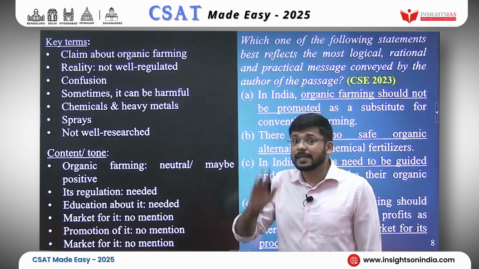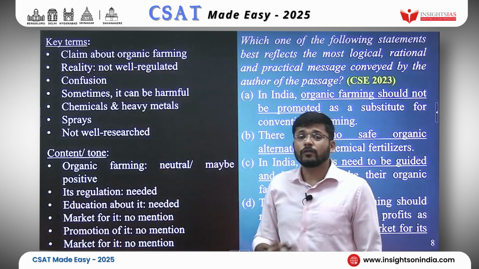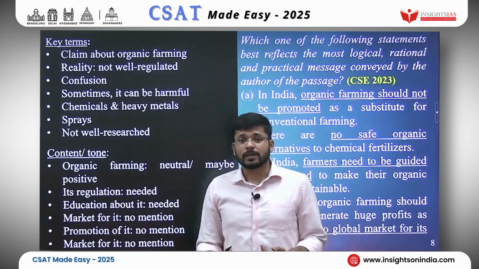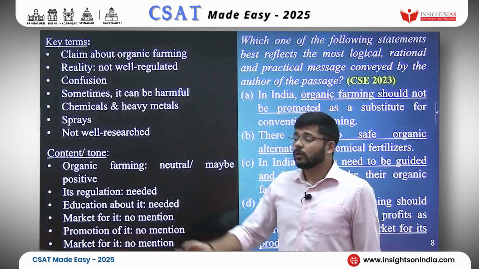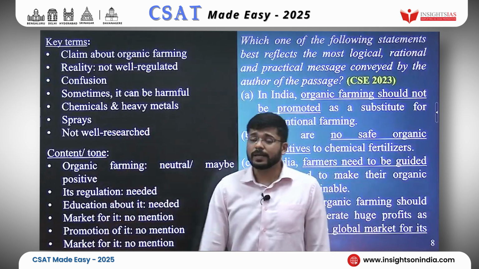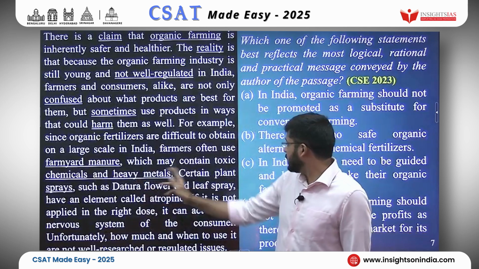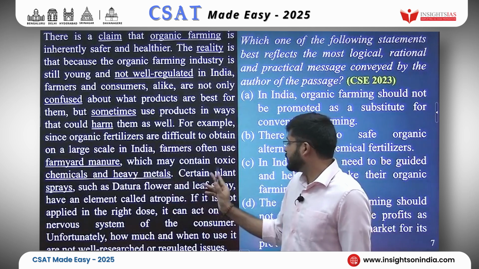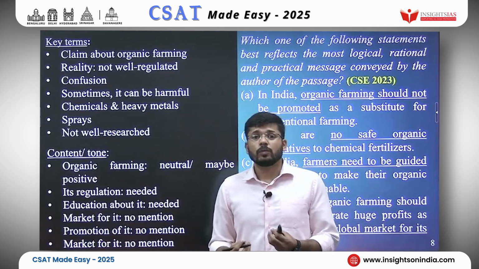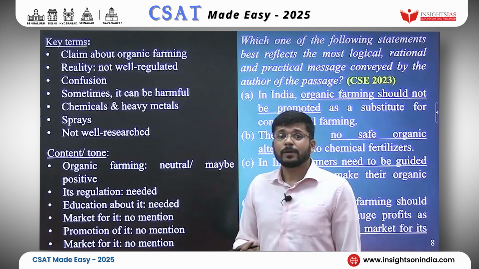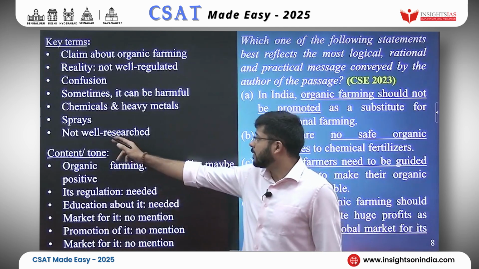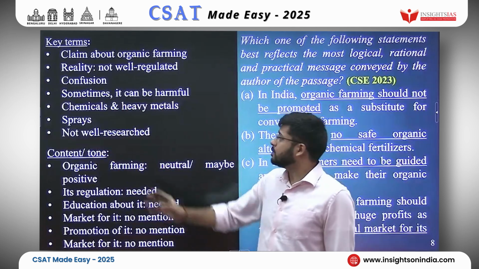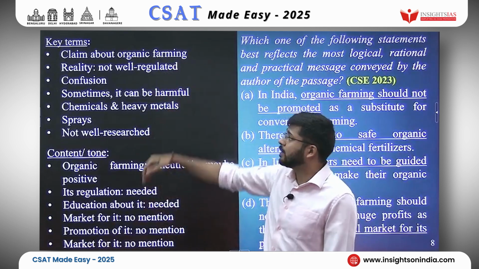It doesn't say that it is harmful, it says sometimes it can be harmful because of lack of education and lack of regulation. Chemicals and heavy metals, so because of lack of education, farmers use farmyard manure which contains chemicals and heavy metals, and then there are sprays. What kind of sprays? Then there are plant sprays and leaf sprays, for which there is no knowledge about how to make use of them, so they can be used in such a way that they are harmful to us. Then how to use these organic products is not well researched. This is the gist of the passage, and we got it through the key terms.